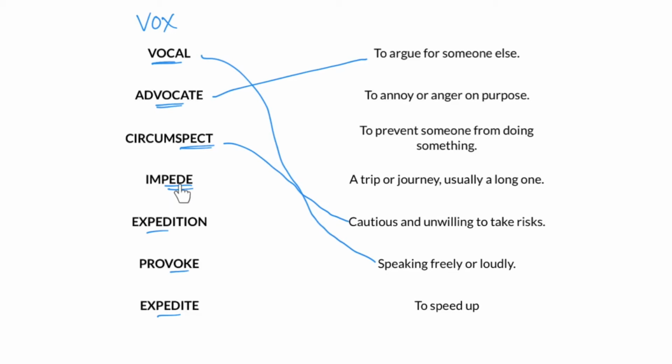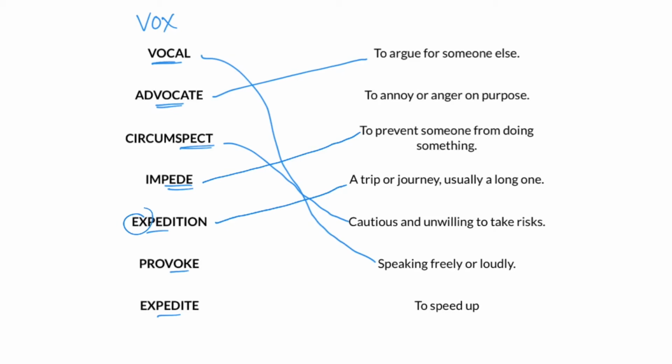Impede. Now remember, impede literally meant to hold someone's foot. So you're holding them back from doing something. So impede, to prevent someone from doing something. An expedition, ex means out, so you go out on foot. Usually an expedition is a trip or journey, usually a long one.